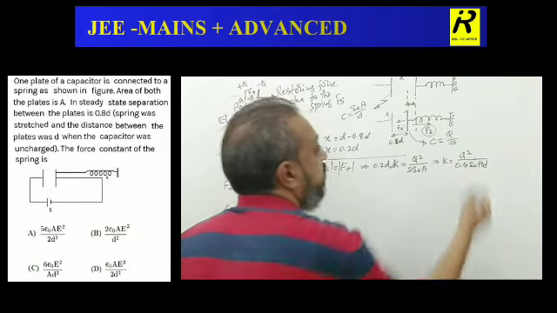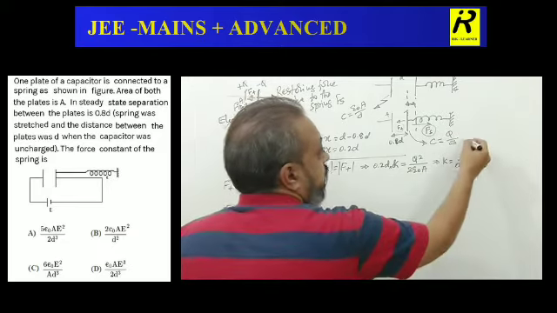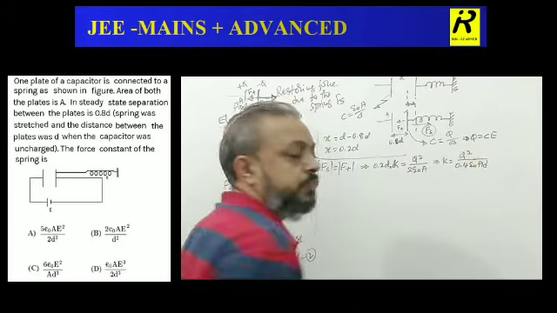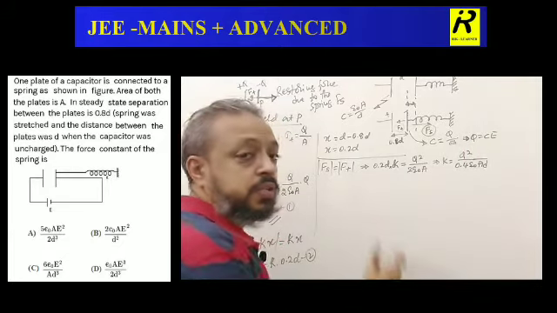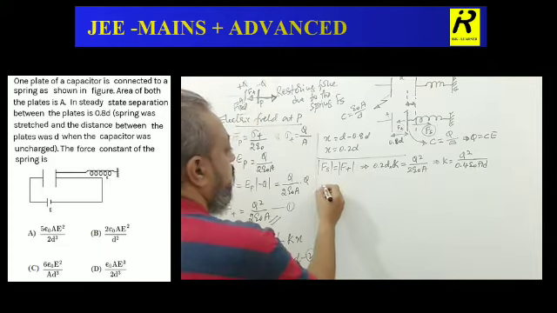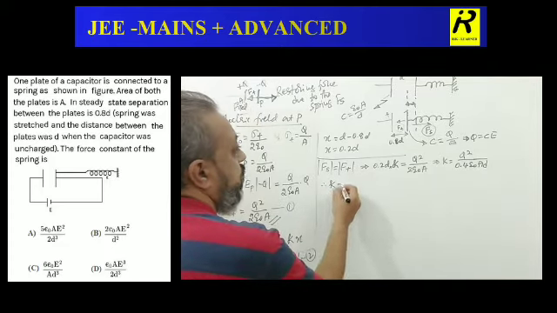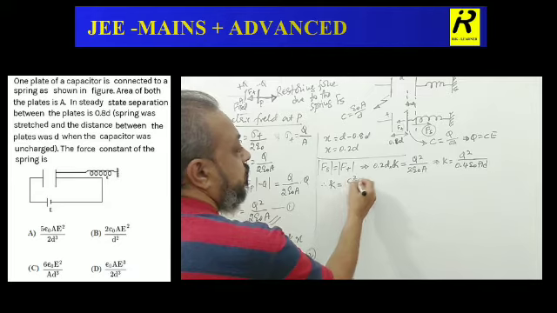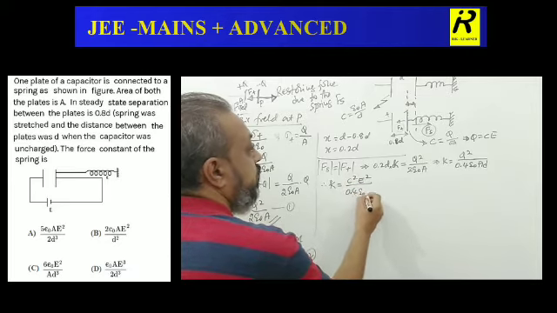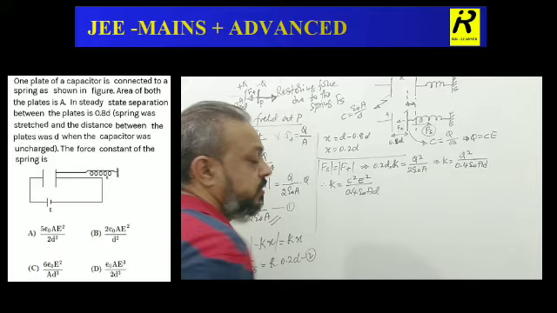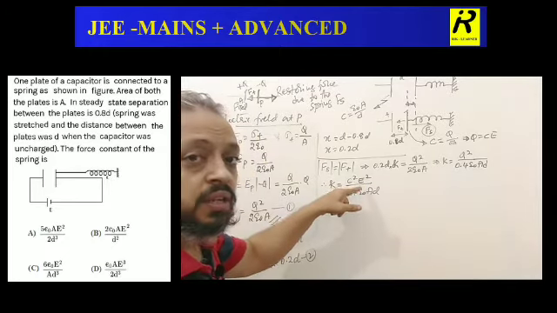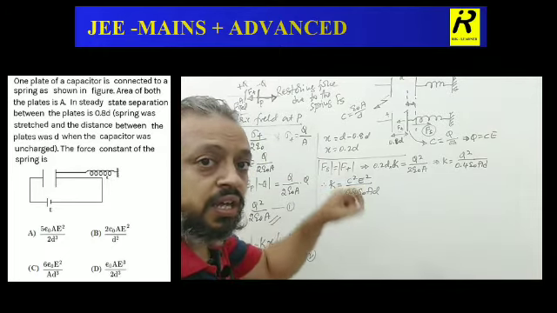So I can simply write E. Further, Q is equal to C into E. That is what I can replace. So therefore K is equal to C square E square divided by 0.4 epsilon O A into D. So don't get confused with E. E is not the electric field. E is the EMF of the battery given in the question.